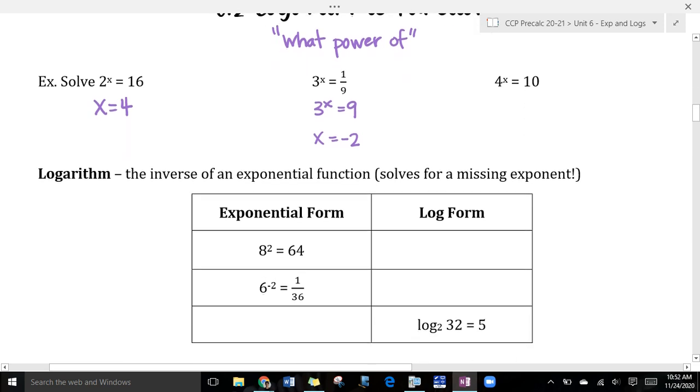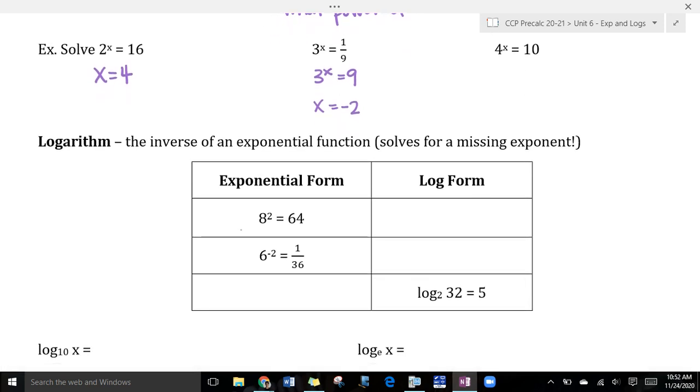Okay, so just first off, some forms. In exponential form, we would say 8 squared is 64. In log form, I would say log, and then what power of 8 is 64? So what power of 8, here's my what power of, 8 is 64. And I know that answer is 2. Okay, so log, what power of 8 is 64? Well, it's 2. So that's my answer. Okay, so that's our format.